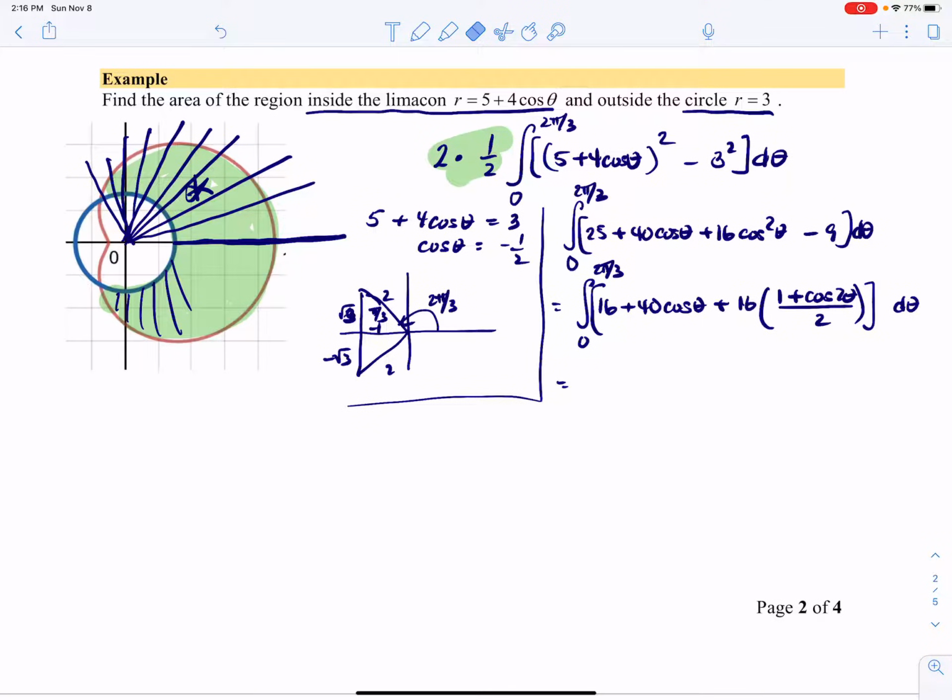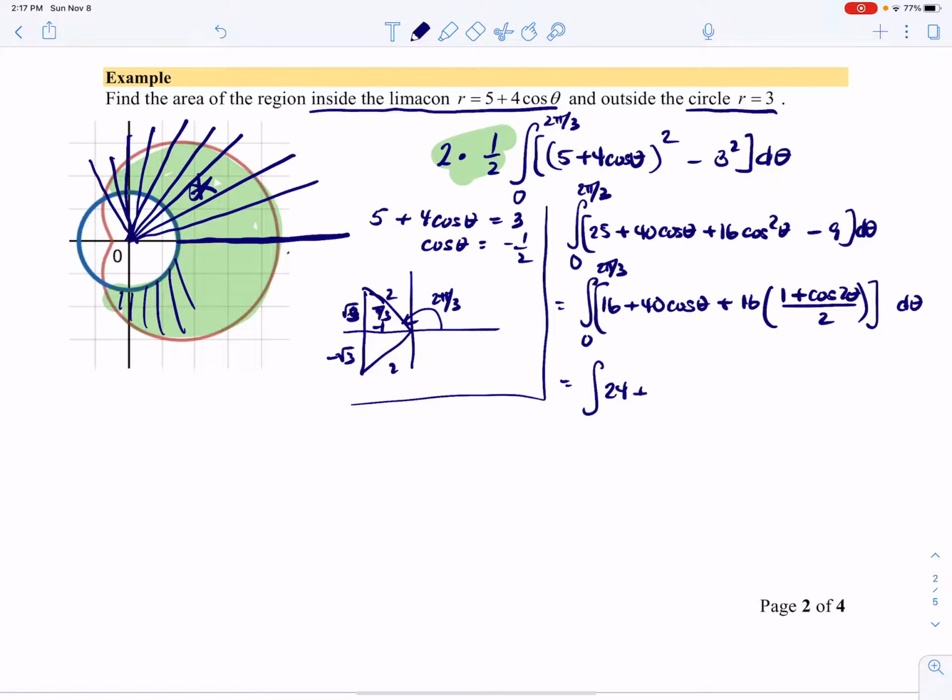So then multiplying that out and simplifying. So you have 16 here, we have 16 times 1/2 there. So that's going to be 24 plus 40 cosine theta. And then we have 16 over 2 is 8 cosine of 2 theta. And that's 0 to 2 pi over 3. And now we're ready to integrate. So we have 24 theta plus 40 sine theta plus, when I integrate cosine 2 theta, it's sine of 2 theta. But then I end up dividing by 2, so that's going to leave that to be a 4.